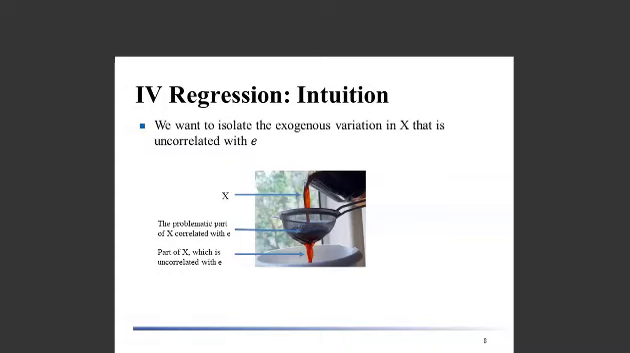So essentially, we want to isolate the exogenous variation in X that is uncorrelated with the error. So we want to think of X over here, and we strain out the problematic part of X that's correlated with the error term, and the part that remains is the part of X which is uncorrelated with the error term.